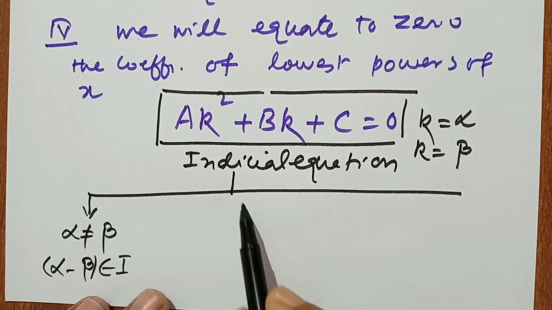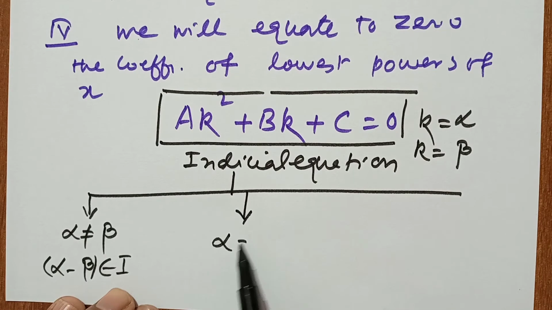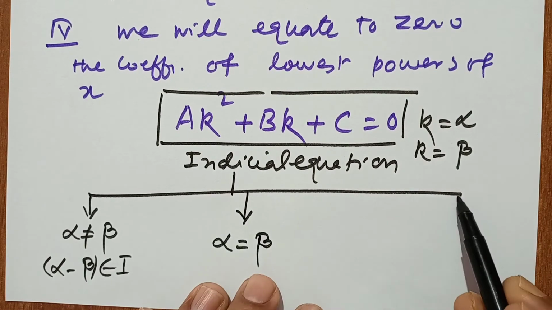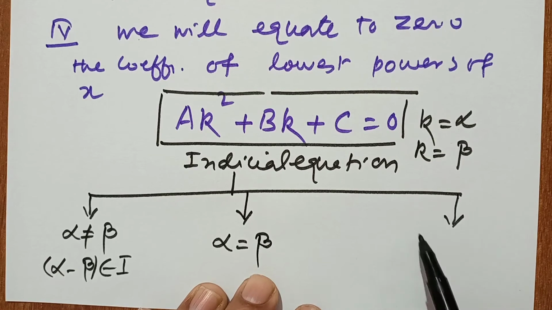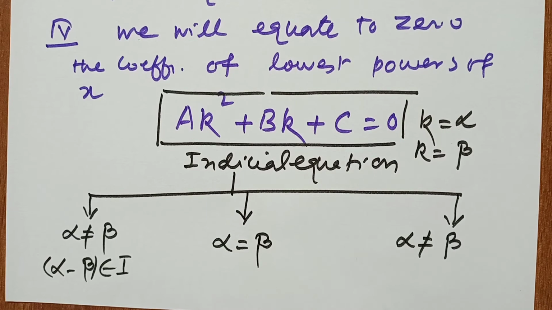Okay. Second condition is that both roots are equal, means alpha is equal to beta. And third condition is that alpha does not equal beta, but their difference is an integer, means alpha minus beta belongs to I. What is I? I is the set of integers.